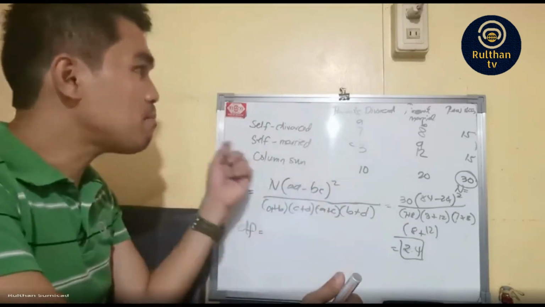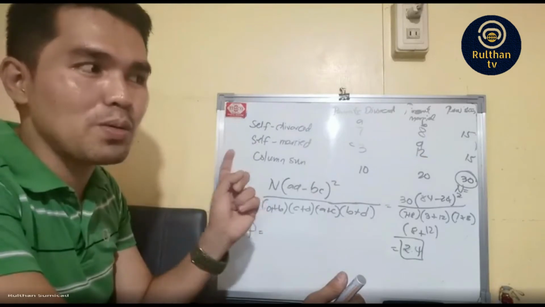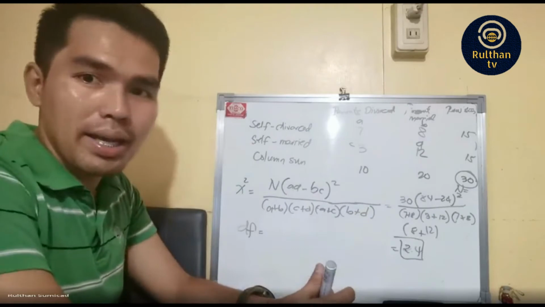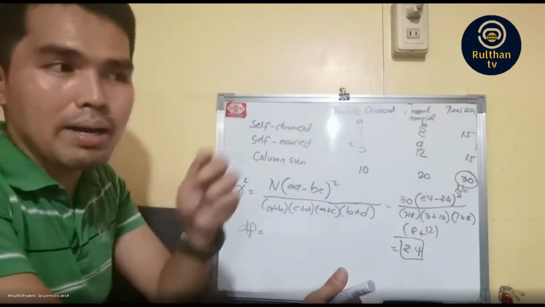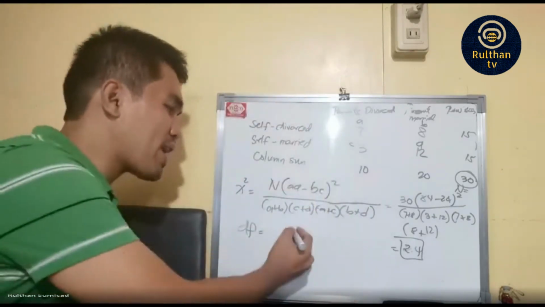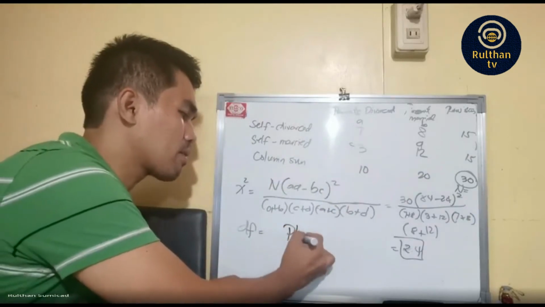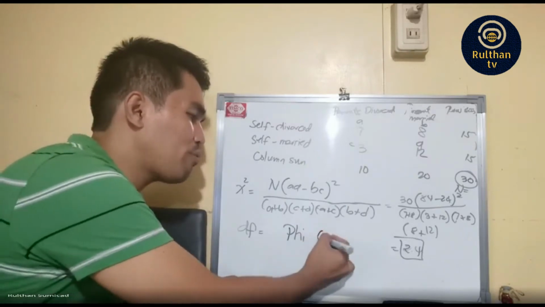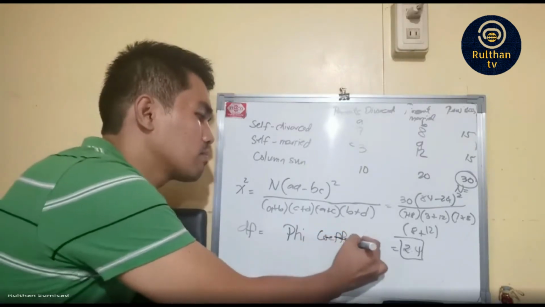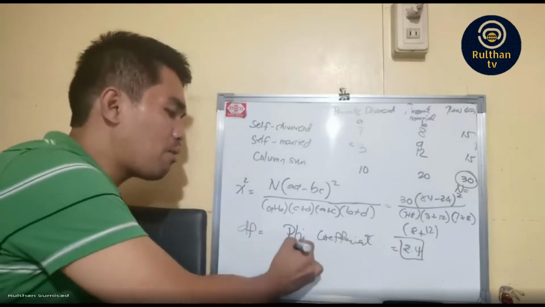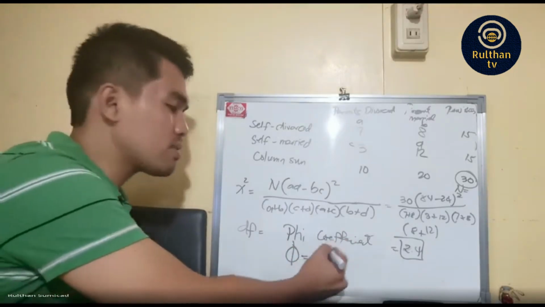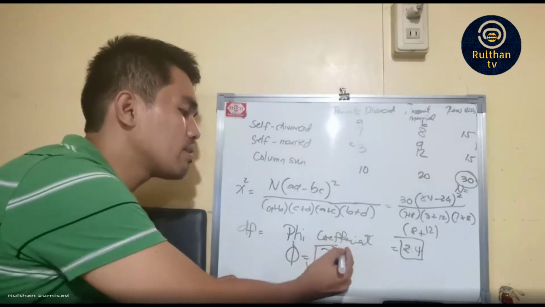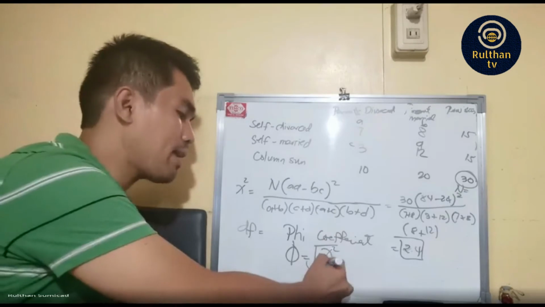Now the same also for a contingency table, we can also know the strength of the association by a certain computation, but not the chi-square value, but rather using the phi coefficient. Phi, as in the Greek letter phi. Phi is computed as the square root of the computed chi-square divided by n.